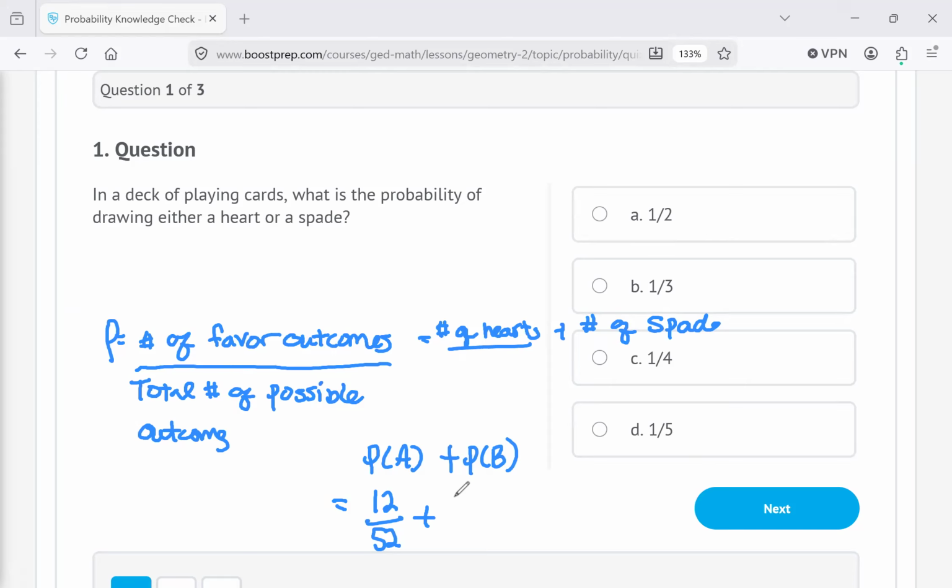I'm not even sure. Let me see. I think it's 12 as well. Hold on, let me figure this out. Yeah, I don't really play much cards, so I don't really know how many hearts, but I can check it out. I think we should use this formula because do you see the word or? That's a big clue you'll use this formula, but let me double check how many hearts are in a deck of cards.